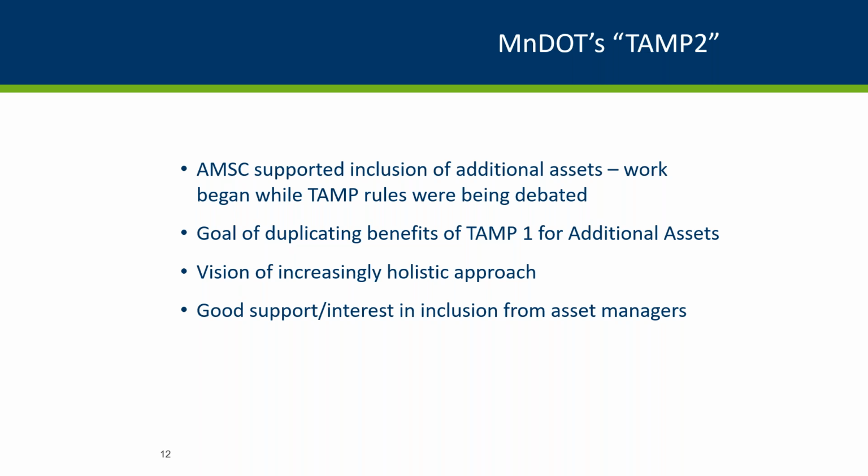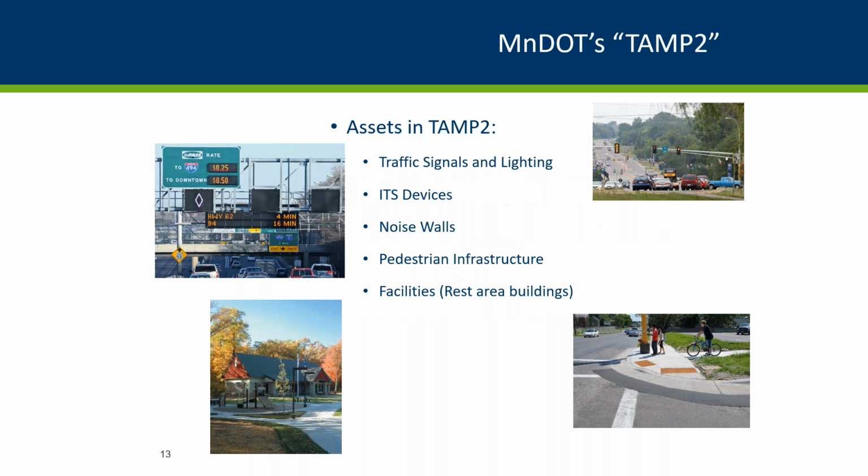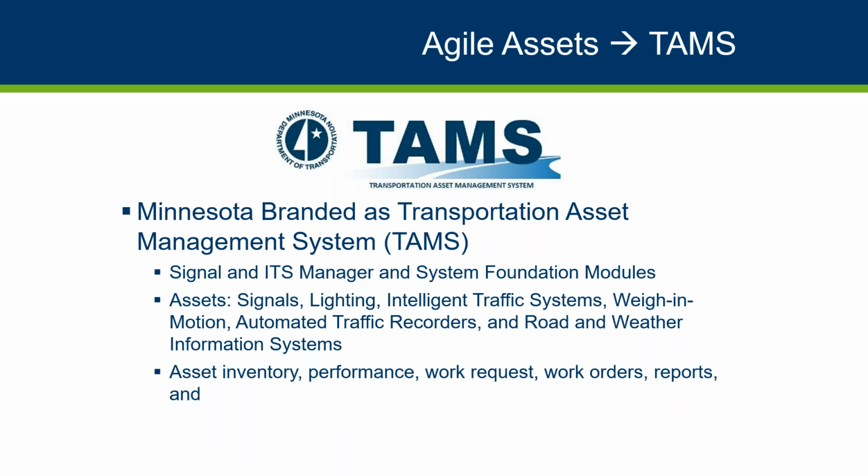And then in the interim between when we created that first draft TAMP and while we were waiting for the rules to come out, we actually took on additional assets. We felt there was value in that initial planning effort, so we took on a bunch of additional assets. I show those here. We call it TAM2: traffic signals, lighting, ITS devices. You can read for yourself the assets we've added in the intervening months. We have done a TAMP level analysis on those additional assets, and our goal is really to be as holistic as we can across the asset spectrum at MnDOT.